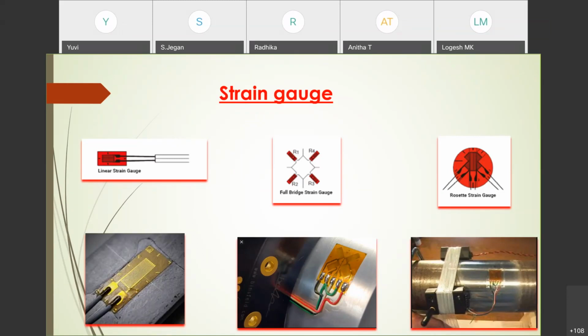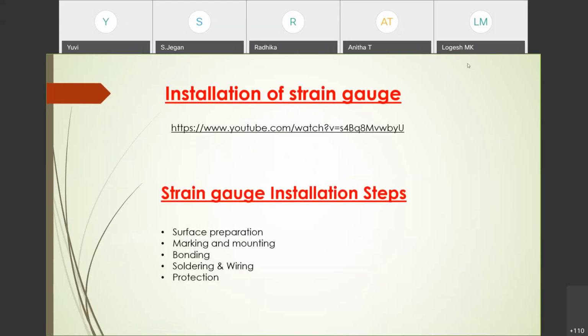So this is a picture of a strain gauge. Here I have a video to show you how we install the strain gauge. Installation of a strain gauge is a big procedure. We have many steps to install it, but this video is about 20 minutes. Maybe I can play this video at the end of the session. So now we will talk about the installation steps involved in strain gauge.